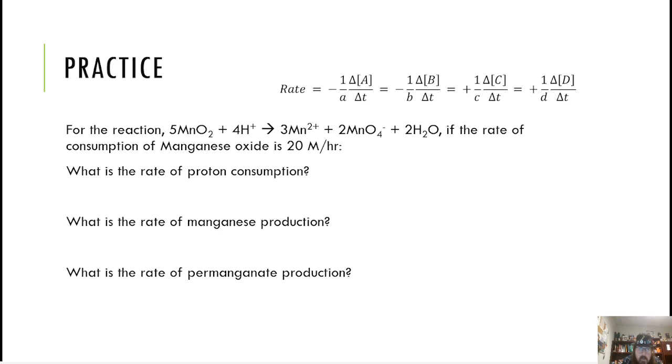And if we look at the rate of consumption of manganese oxide being 20 molar per hour, so that after 1 hour, 20 molar has gone away. So it is negative 20 M per hour. What is the rate of proton consumption? What is the rate of manganese production? And what is the rate of permanganate?